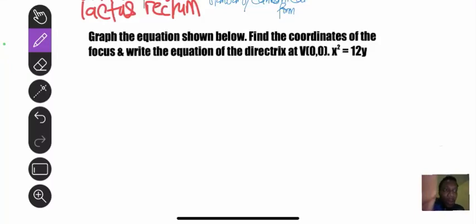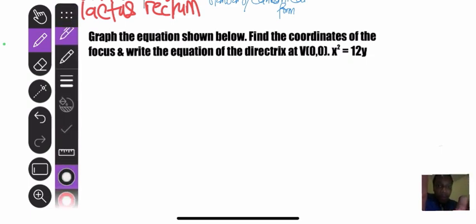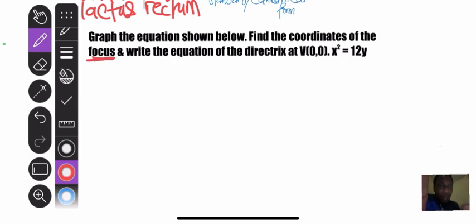Now, given this type of question, we are asked to find the focus. We're also asked to write the directrix, and I think that's all. So we are asked to find, as a given the equation shown below, find the coordinates of the focus and write the equation of directrix at V(0, 0). We know the V is referring to the vertex, and this is the equation here given to us.